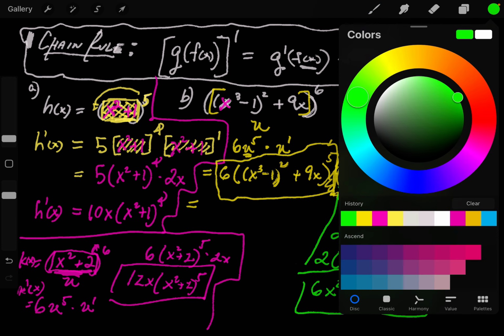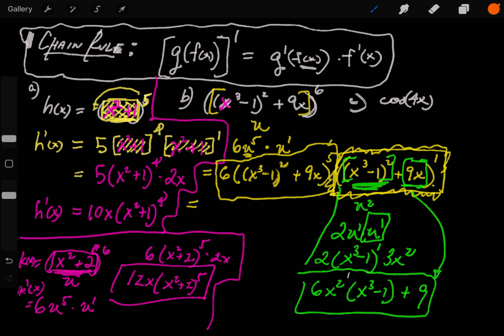So finally putting everything together, you could have done this on the side. If I had more space, I would have done it on the side. You put these things together and you get 6 times x cubed minus 1 squared plus 9x to the 5th times the derivative of this inside. The derivative of the inside is 6x squared times x cubed minus 1 plus 9. And then you put it in the closed bracket because it's times. And then you're done. This is your final answer.